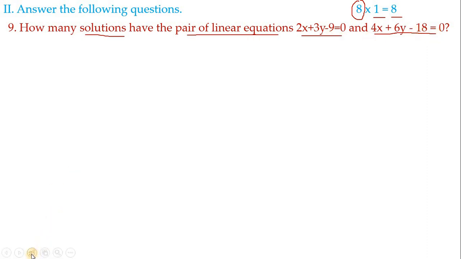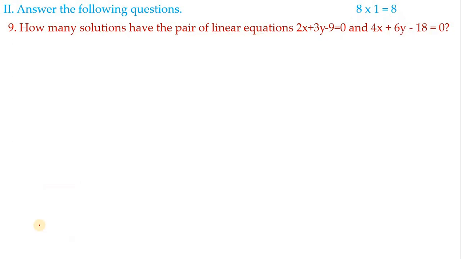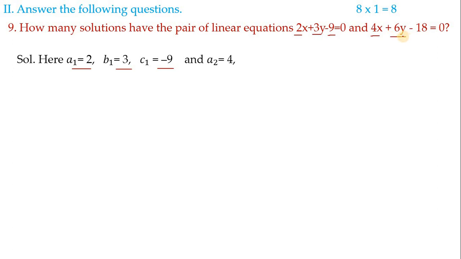So here both the equations are in standard form. Hence first let us find the values of a1. So a1 value is 2 because this is the place of 2. Next this is the place of b1, so b1 value is 3. This is the place of c1, so c1 value is minus 9. So a2 value is 4, b2 value is 6 and c2 value is minus 18.